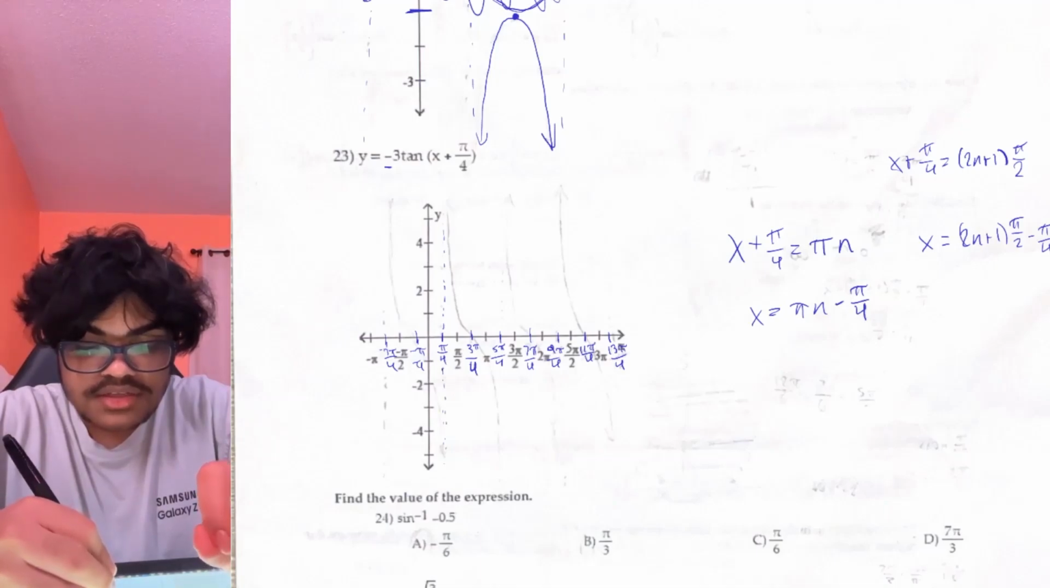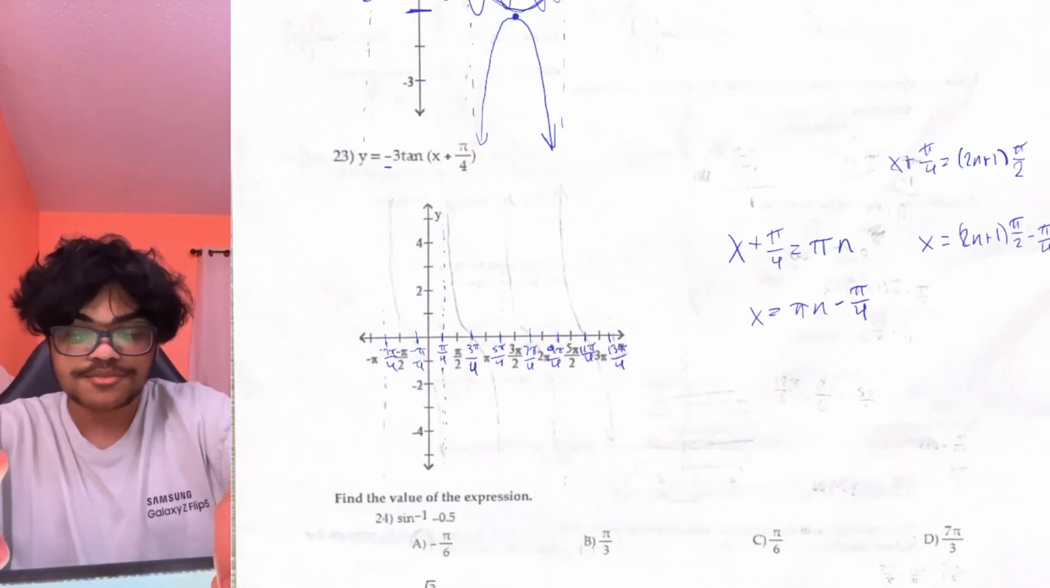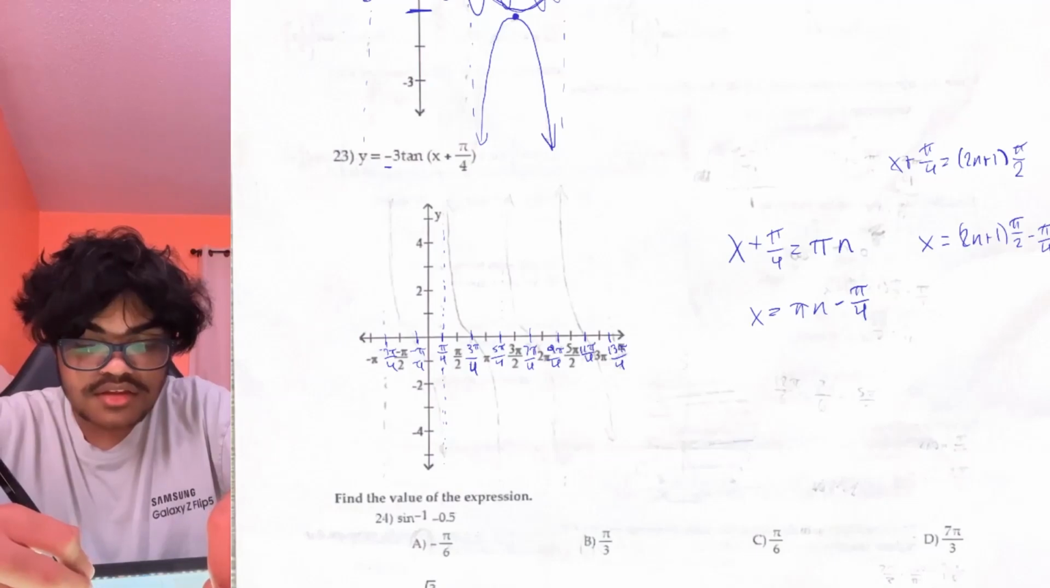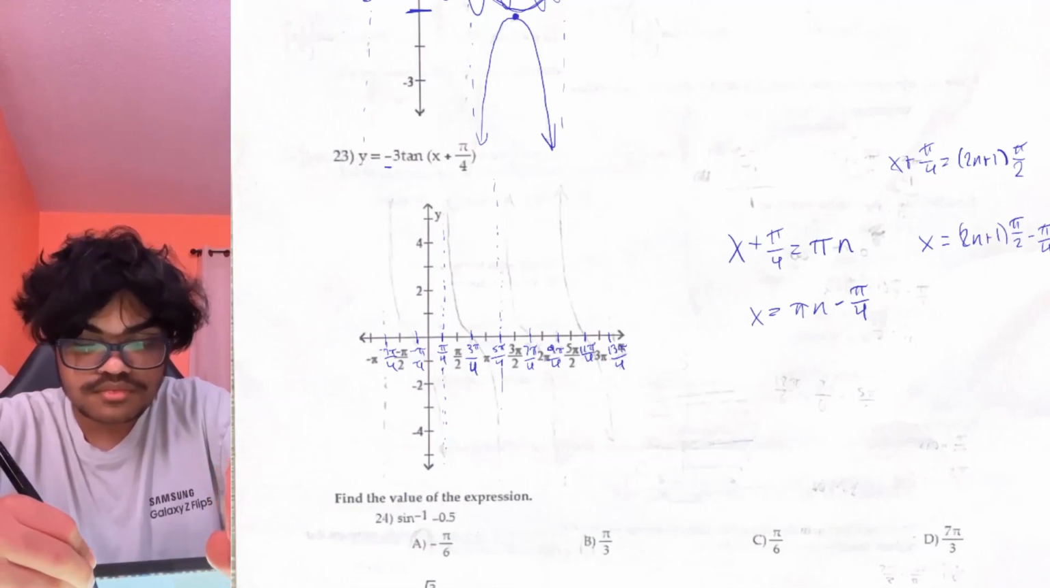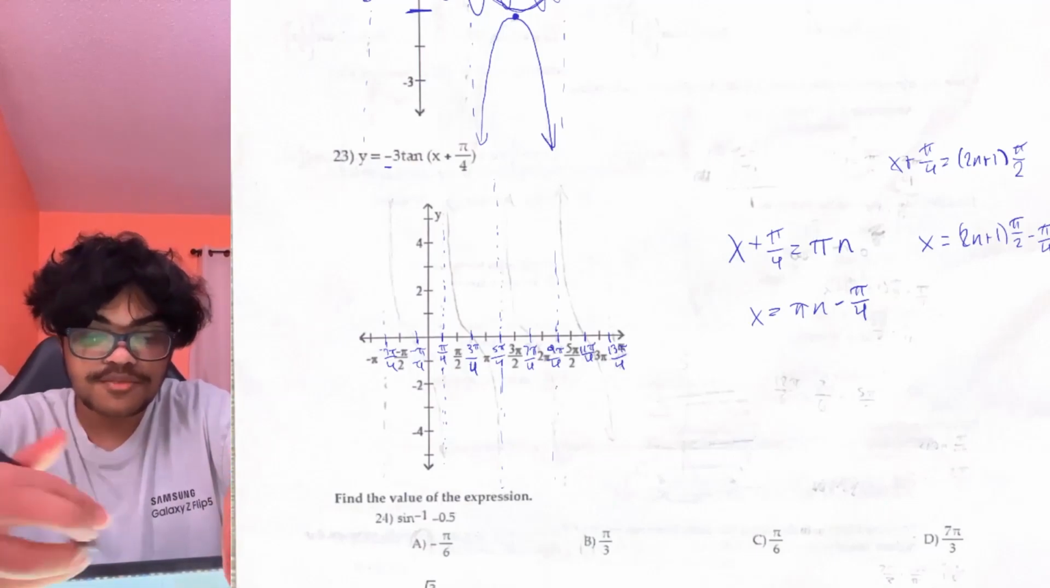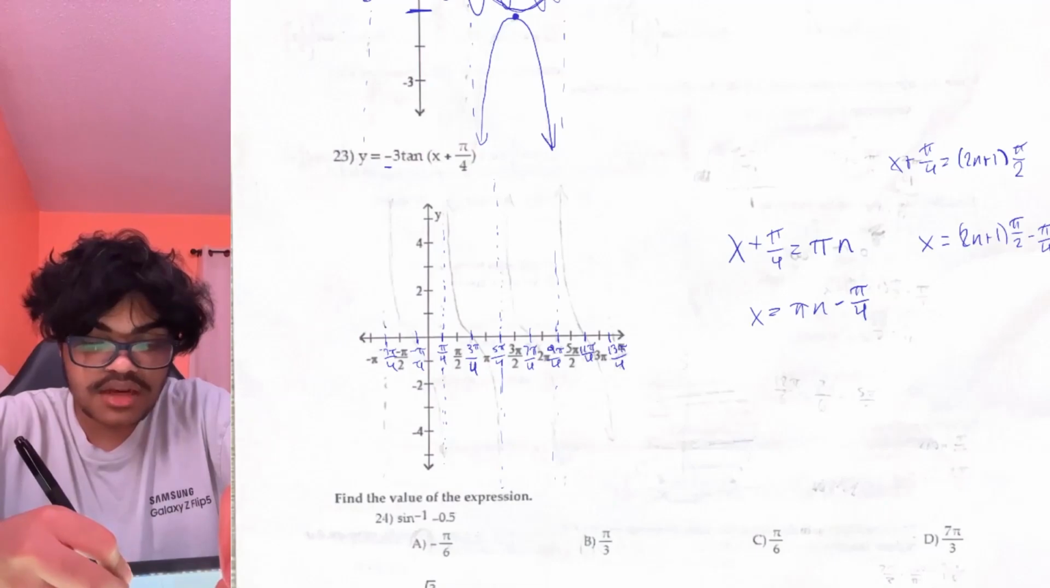Now remember, tangent is periodic over pi. So if we add pi to this, we'll get 5 pi over 4, another vertical asymptote. And if we add pi to this, which means we just add 4 to this number right here, we get 9 pi over 4, and we'll have a vertical asymptote right here. Same thing going backwards. If we subtract pi, so we subtract 4 from this number, we'll get negative 3 pi over 4, which will be another vertical asymptote.